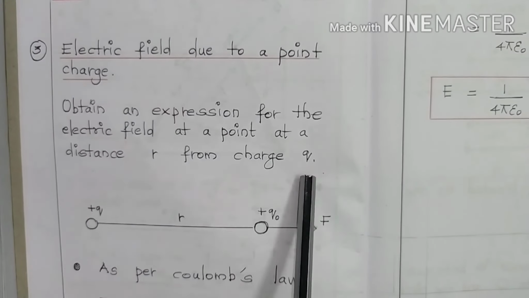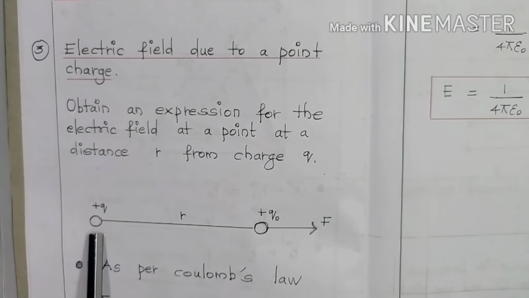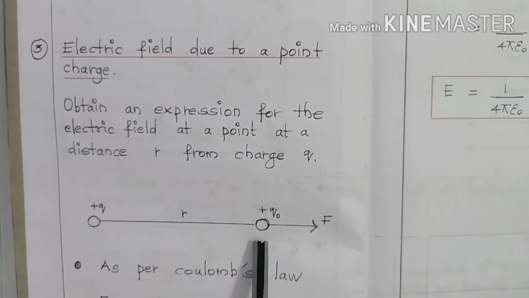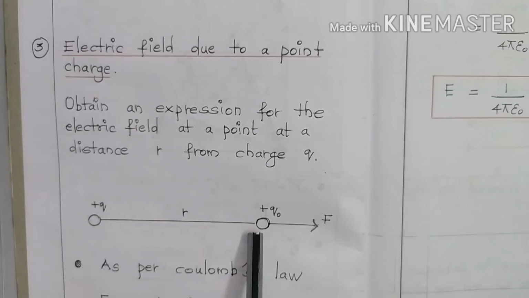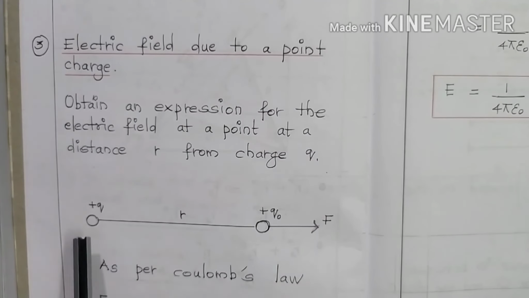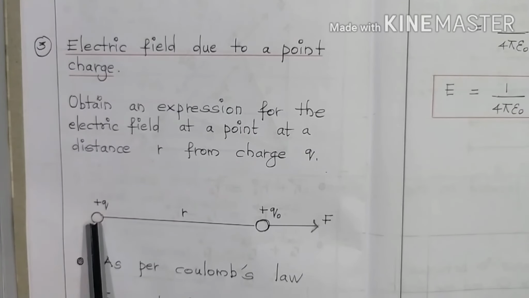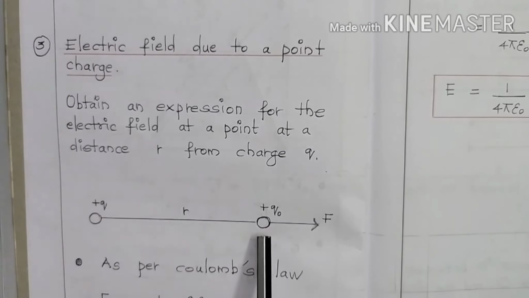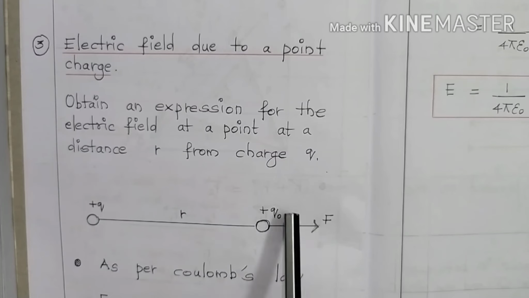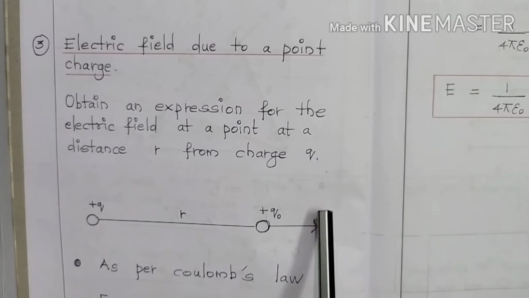So here is the charge q, which is positive in nature. From this plus q at a distance of r comes the test charge, which is also positive, plus q naught. So this charge exerts a repulsive force on this positive charge in this direction. So we have drawn the arrowhead like this and write F over here.